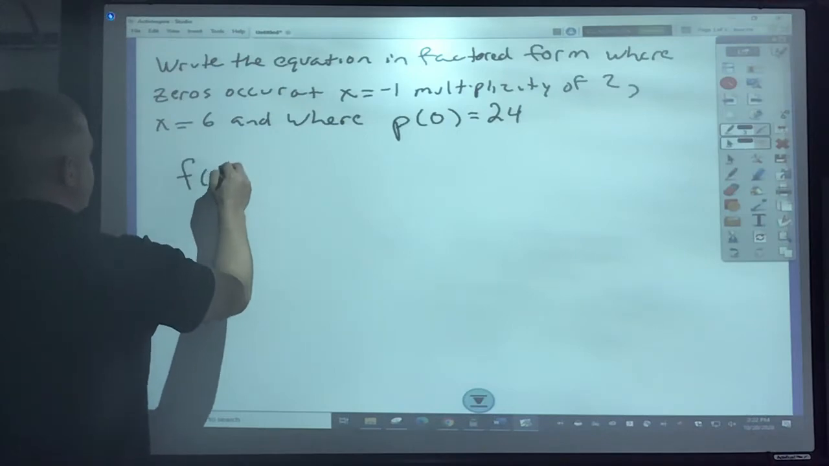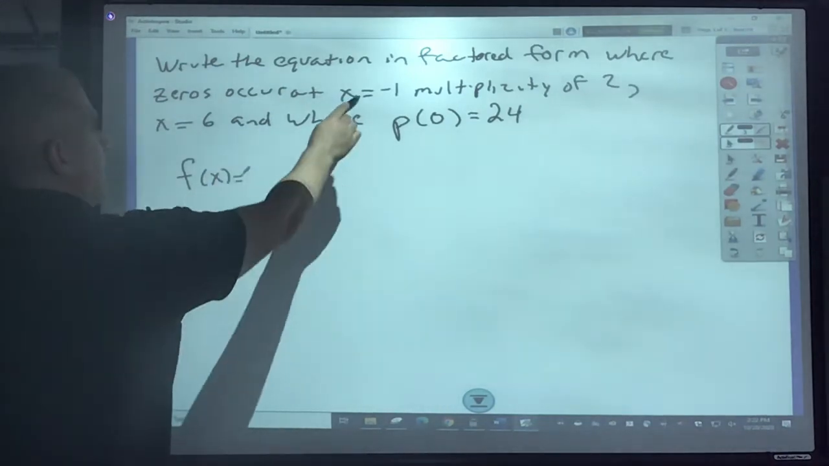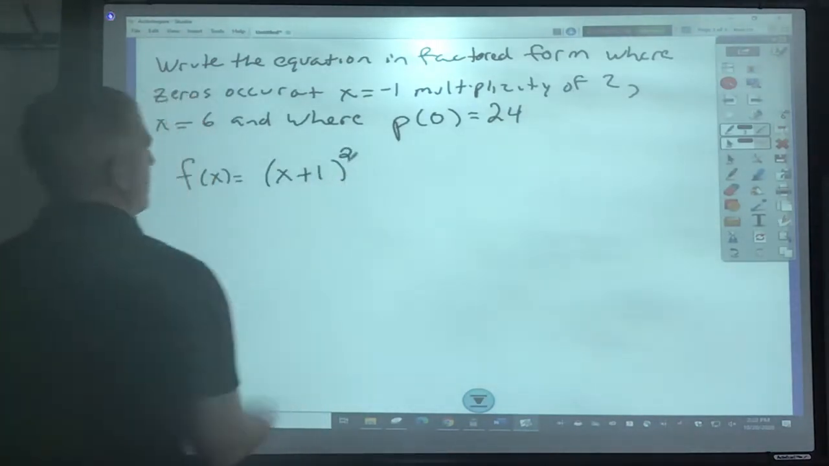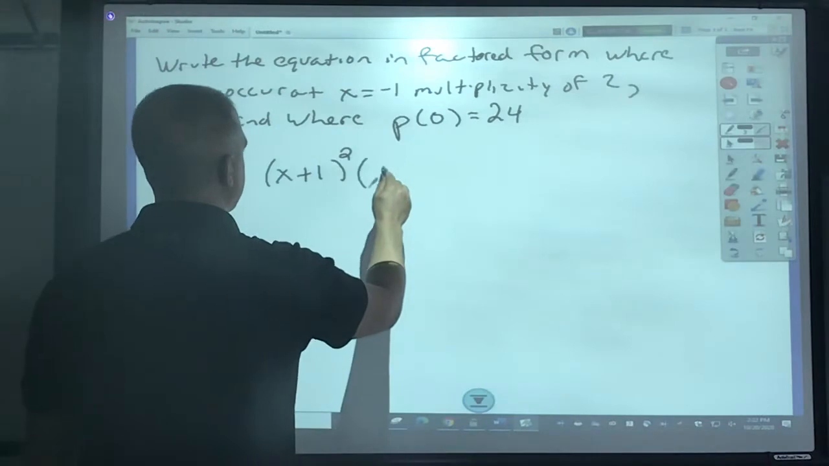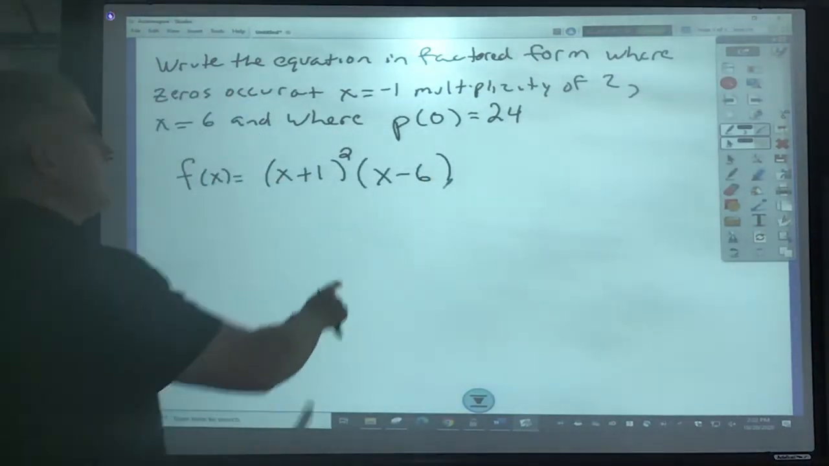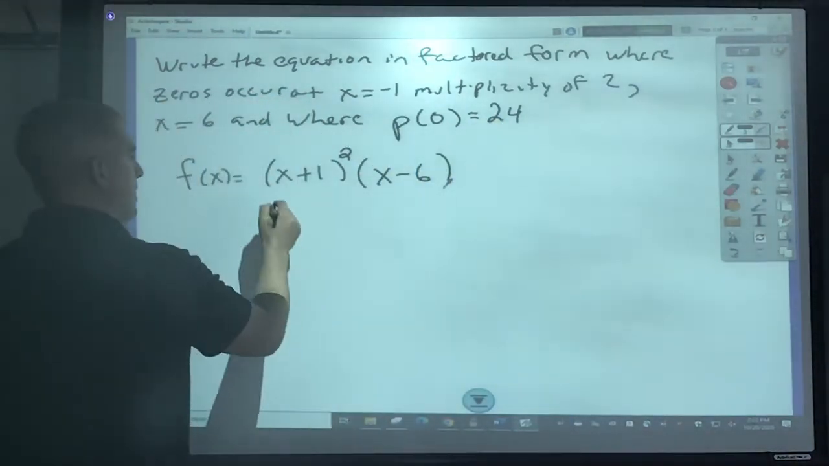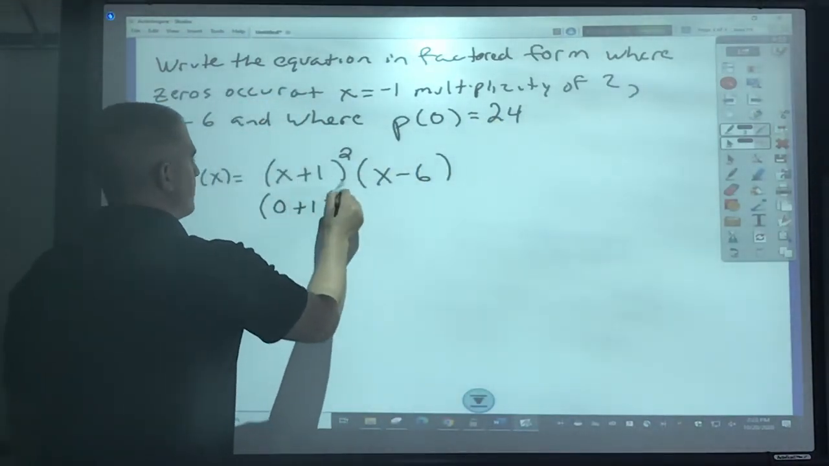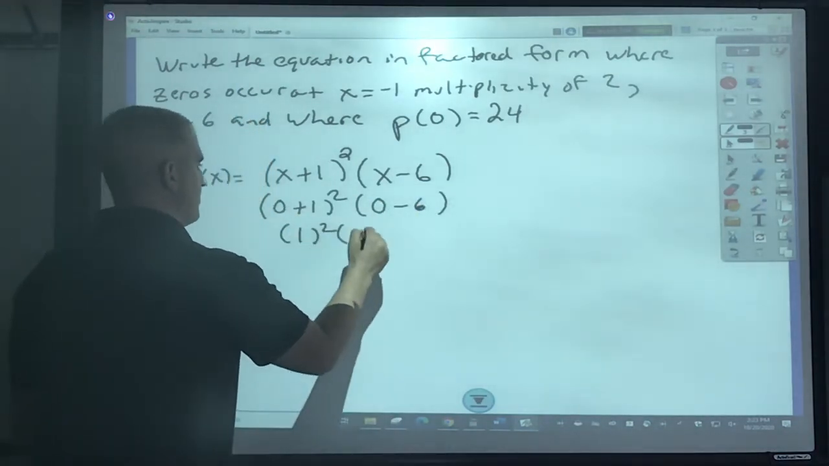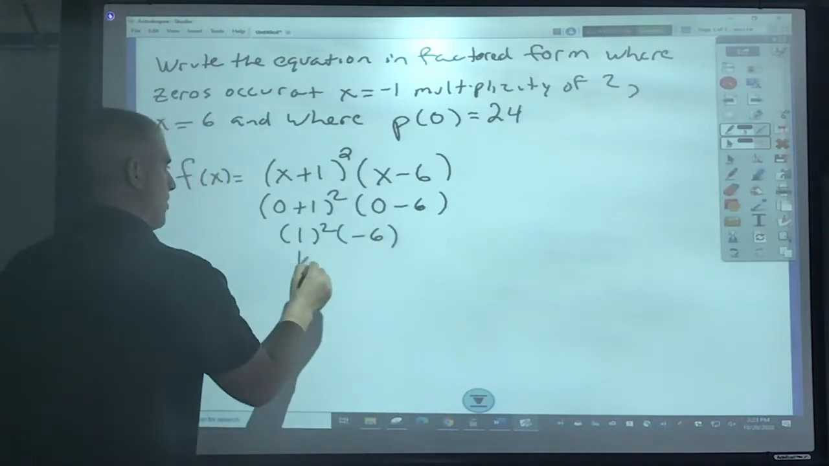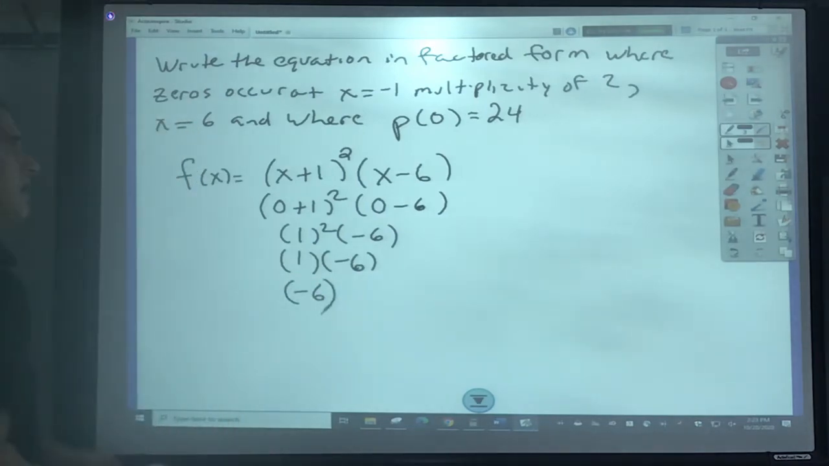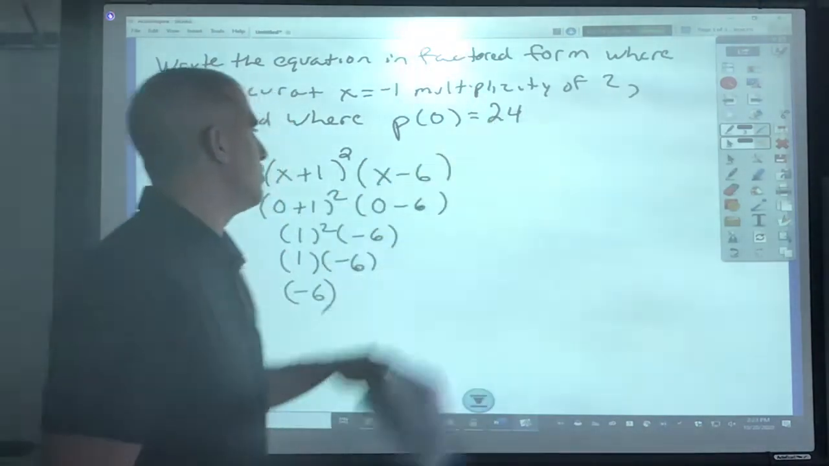Pretty simple. If it's x equals -1, multiplicity of 2, as a factor this is what it would be: (x + 1) squared. At x equals 6, it would be x minus 6. Now, it says find p of 0 when it's 24. So here's how we do that. If I put 0 in here and 0 in here, this would be 1 squared, and this would be -6. 1 squared is 1, and I get a result of -6. Now, what I need is a result of 24.